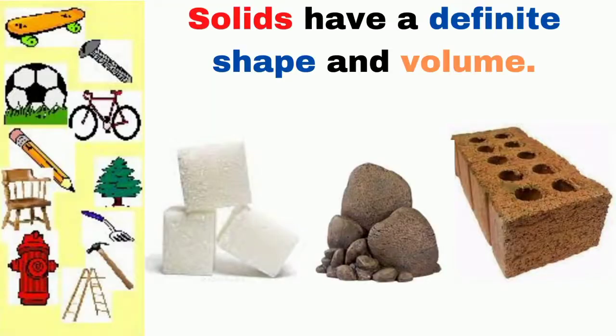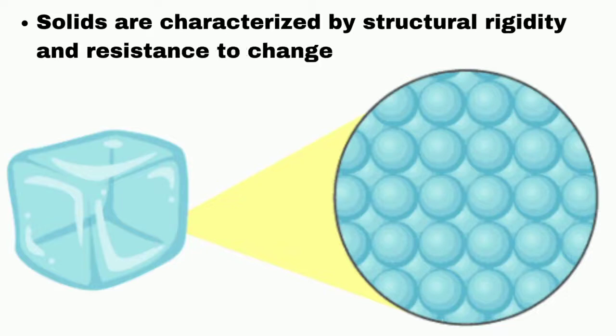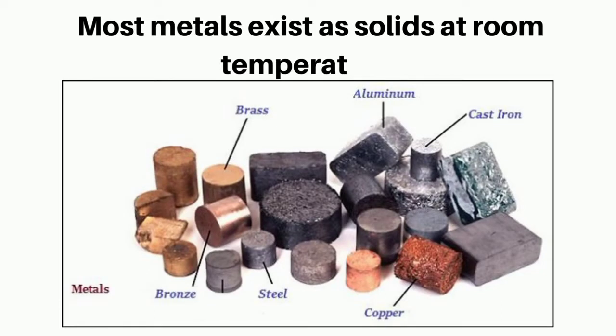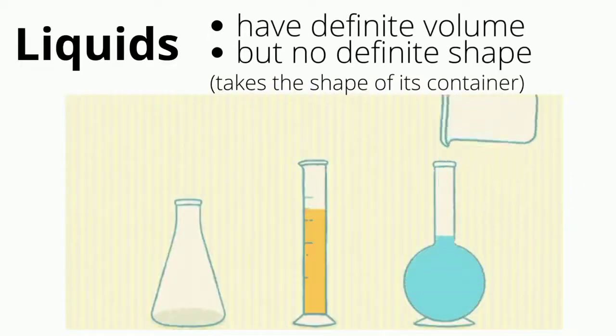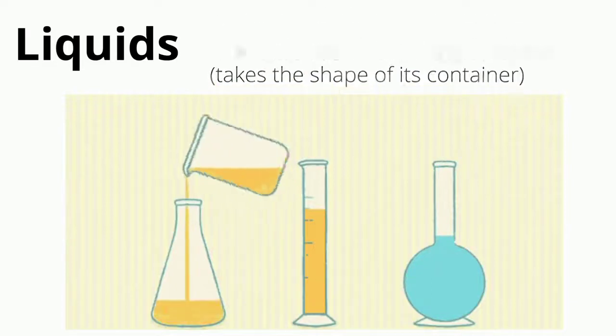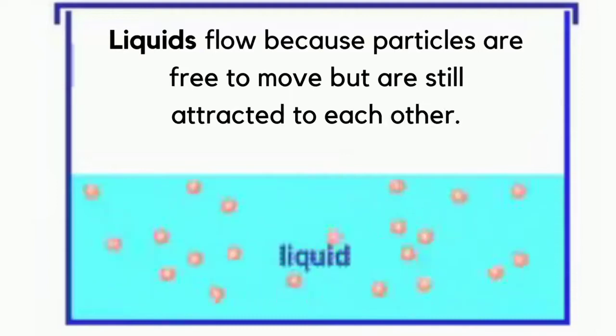Solids have a definite shape and volume. Solids are characterized by a structural rigidity and resistance to changes of shape or volume. Most metals exist as solids at room temperature. Liquids have definite volume, but no definite shape; they take the shape of their container. Liquids flow because particles are free to move but are still attracted to each other.